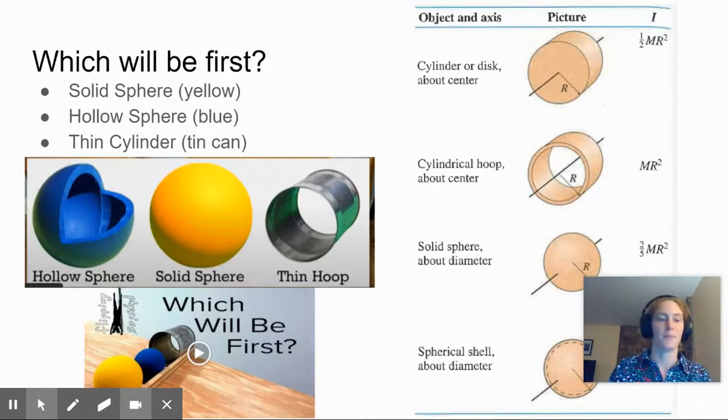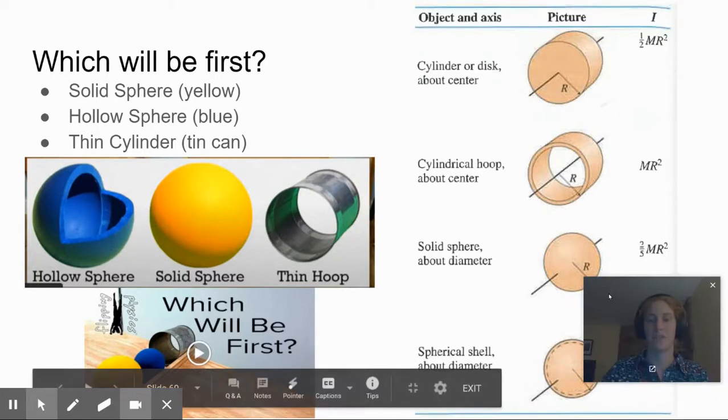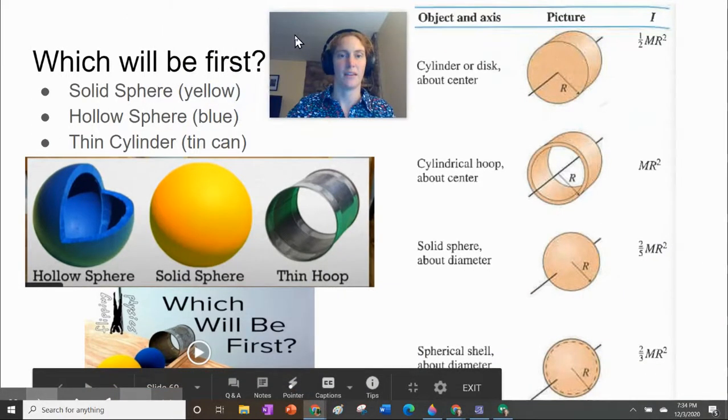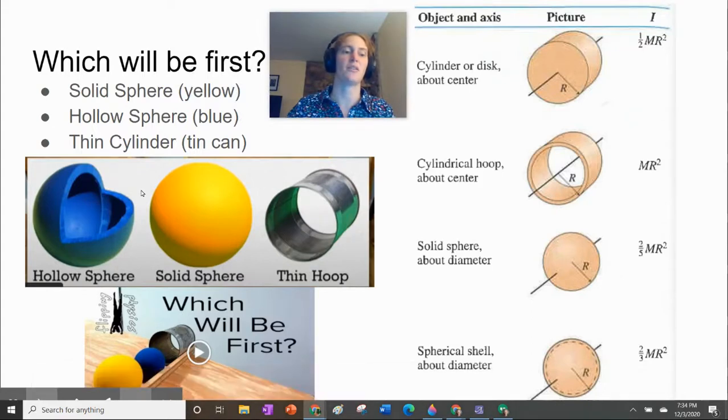All right. Well, I want you to think about moment of inertia. And I want you to think about hollow sphere, solid sphere, and thin hoop and guess which one's going to end up at the bottom first. Okay, now let's find out.